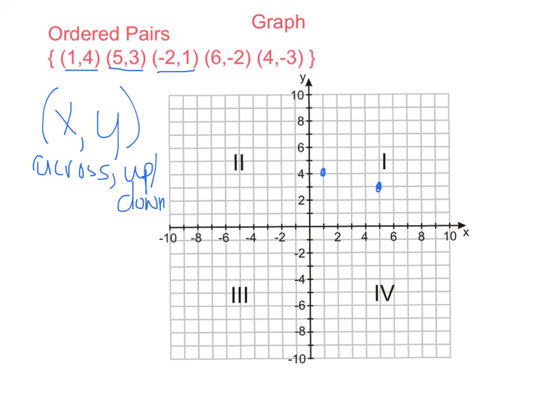And then negative 2, 1. So to the left 2, up 1. 6, negative 2 would be over 6, down 2. And then 4, negative 3 would be over 4, down 3. So those are all of our points plotted on a coordinate plane.